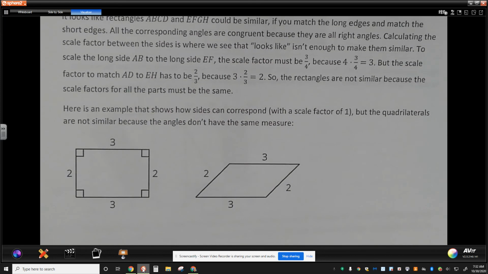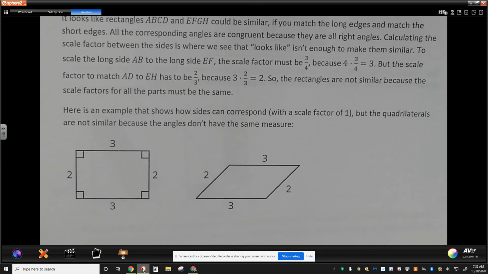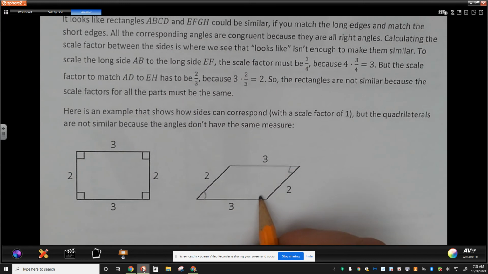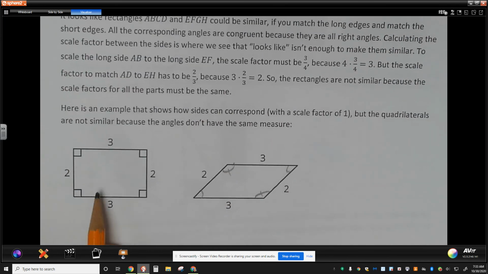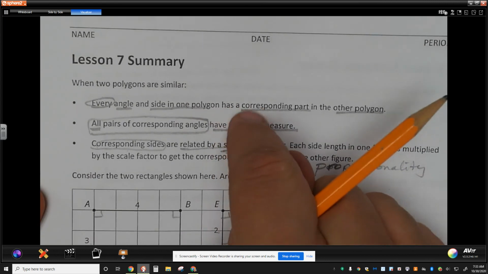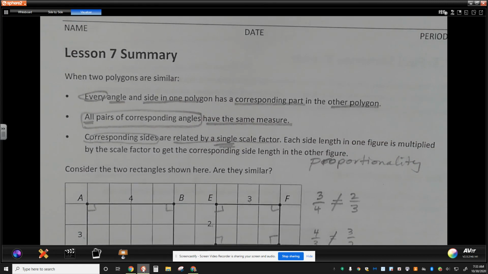Finally, we look at two other figures here. Here's an example that shows how sides can correspond, in this case with a scale factor of 1 because the side lengths haven't changed. But these quadrilaterals are not similar because the angle measures are not equal to the angle measures in the other figure. So keep that in mind. Make sure you remember those three pieces. We must have equal angle measures to be considered similar, and we must have proportional growth by a single scale factor for all parts of the polygons.